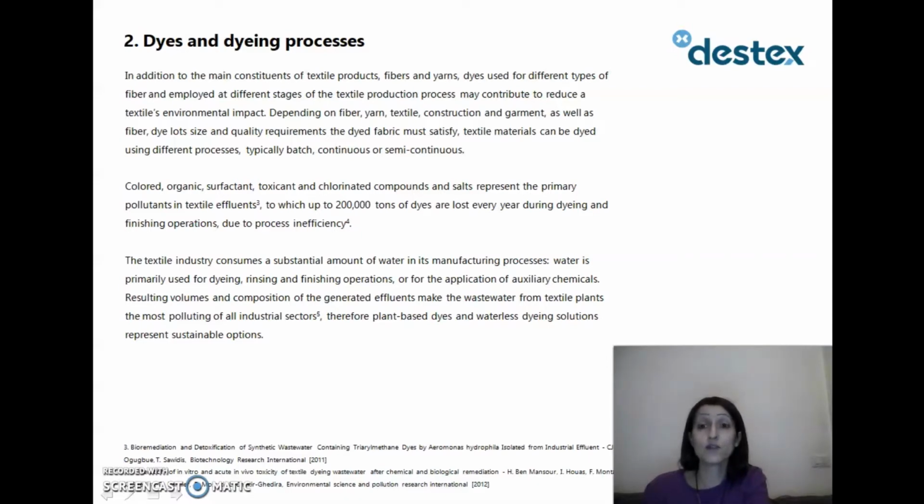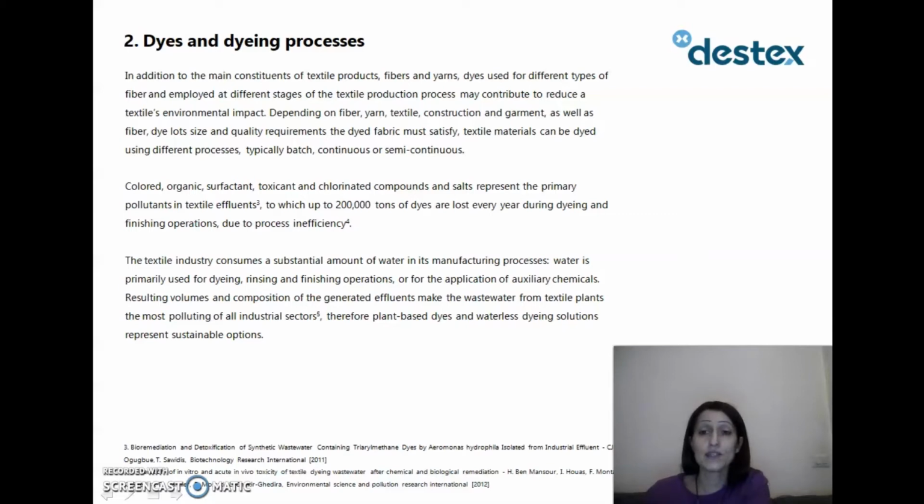Colored, organic, surfactant, toxicant and chlorinated compounds and salts represent the primary pollutants in textile effluents, to which up to 200,000 tons of dyes are lost every year during dyeing and finishing operations due to process inefficiency.